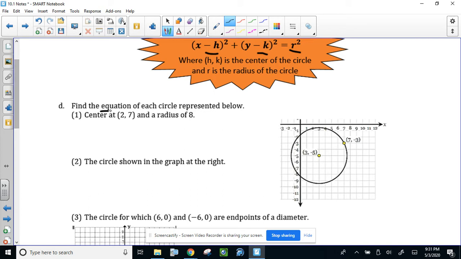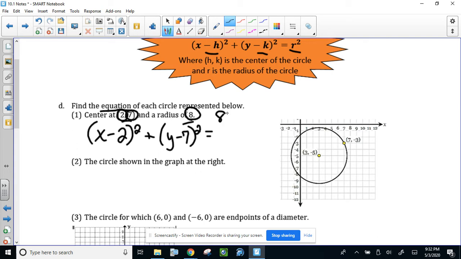If I was to write the equation of a circle centered at (2, 7) with a radius of 8, then we would say x minus our x value from the center, so x minus 2, plus y minus our y value from the center, which would be 7, equals our radius squared. So I would need to do 8 squared, which is 64. And that's all there really is to it. So just this generic equation that we come up with.